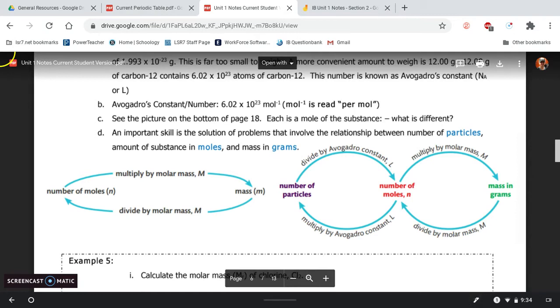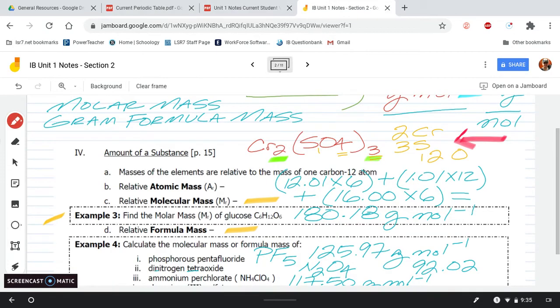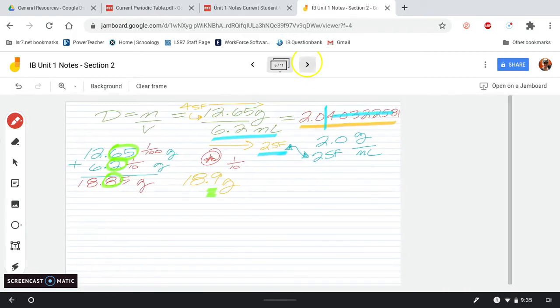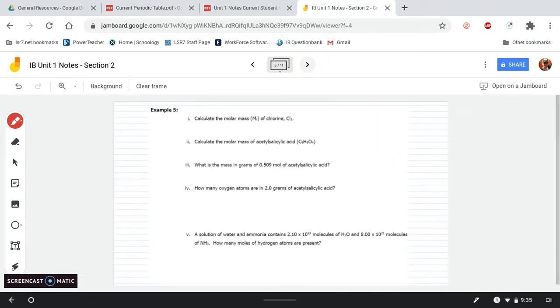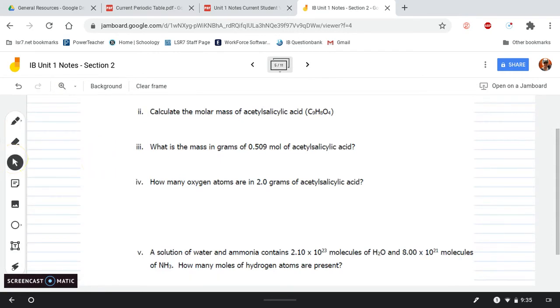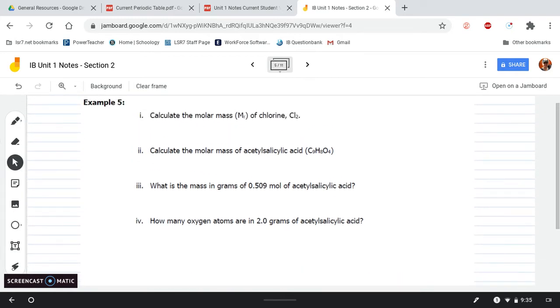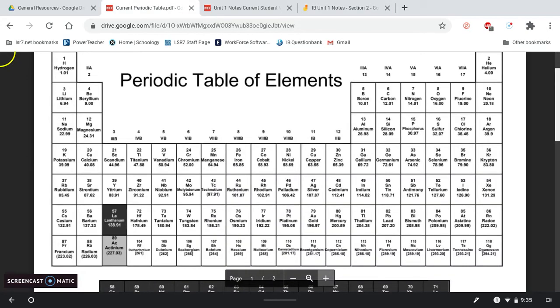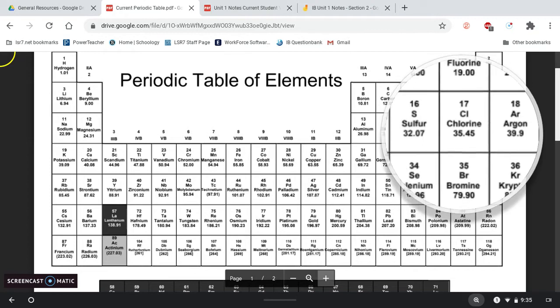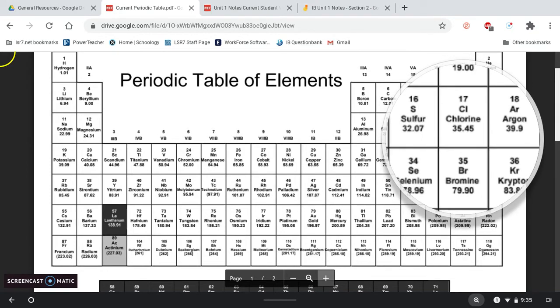So I'm going to switch back over and slide over a bit till I get to that one. Okay, so here we are. I'm going to go ahead and zoom in on that. All right. First thing is, calculate, sorry, that's not the first thing. There's one above that. Calculate the molar mass of chlorine. That's pretty easy. So let's go to a periodic table and find chlorine. Hopefully you remember where a few of these are from last year. There's chlorine right there, 35.45.